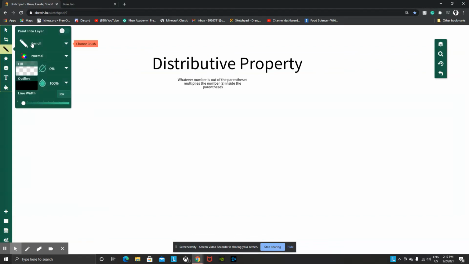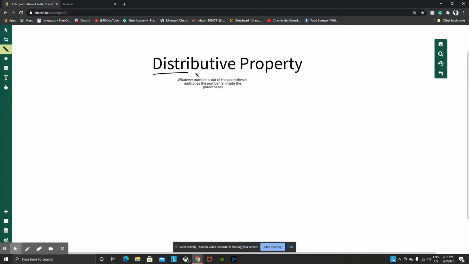Okay, so in today's video, what we're going to learn about is distributive property. And what distributive property really is, this is a brief definition of the whole process: it is whatever number is outside the parentheses multiplies the numbers inside the parentheses. So let's give an equation where you have to solve it using distributive property.